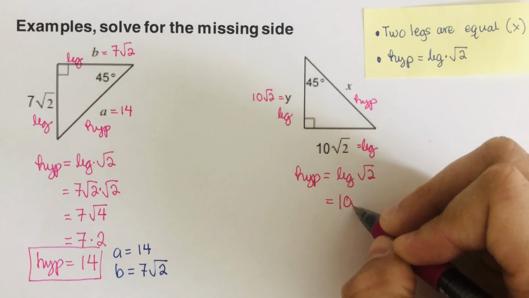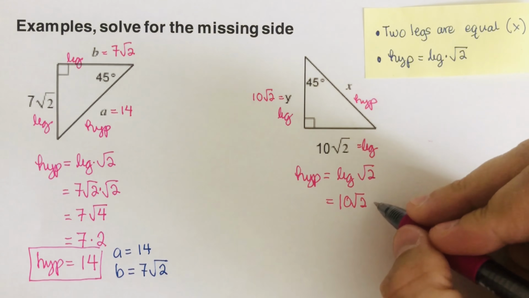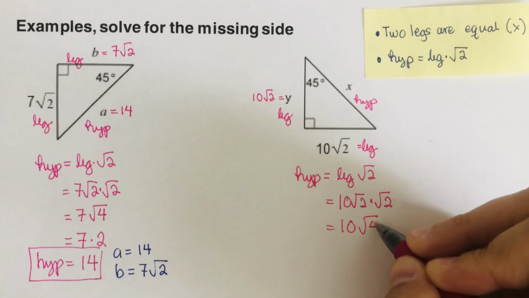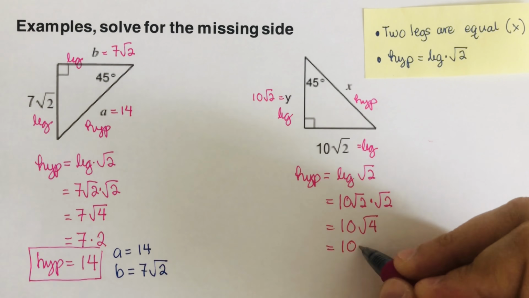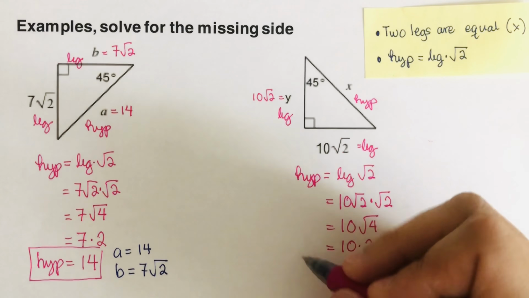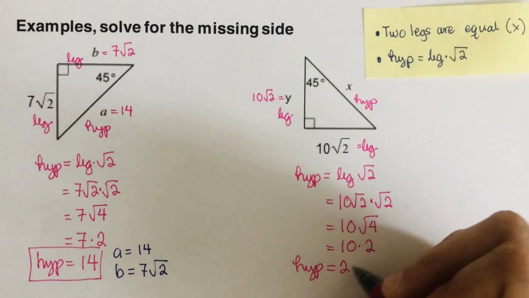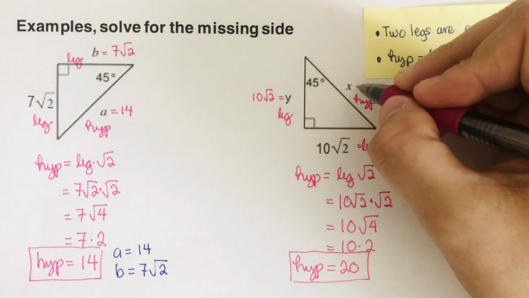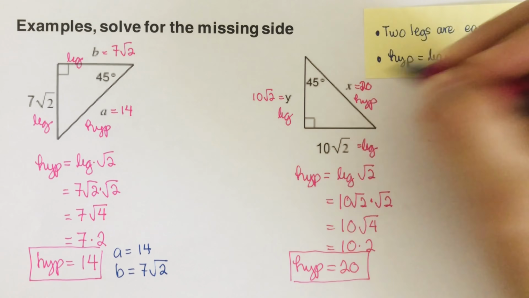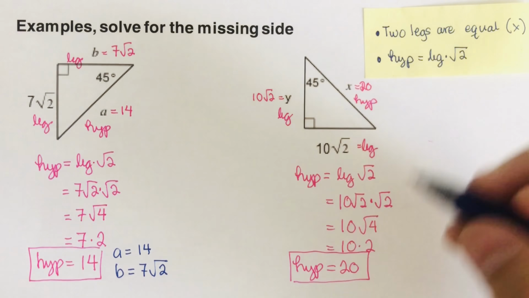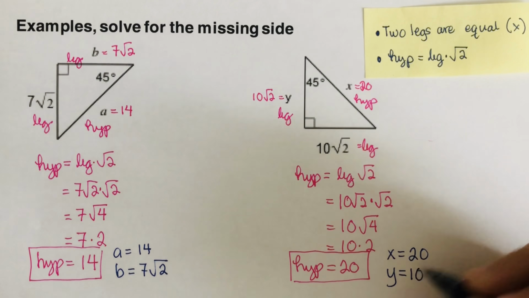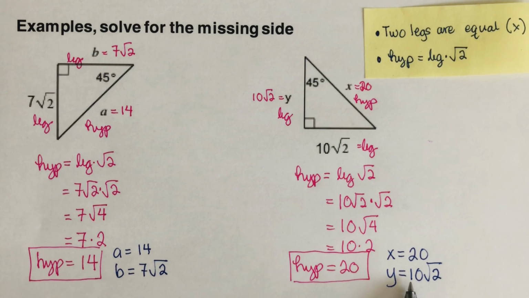So that is 10 square root of 2, and we get another square root of 2 in the equation. So I'm going to put the square root of 2 over there. This becomes 10 square root of 4. Square root of 4 is 2, so 10 times 2. Then we write the hypotenuse is 20. So this is our hypotenuse here. We can go ahead and write x is equal to 20, and y, which is the leg, is equal to 10 square root of 2. Did you get the same answers as this?